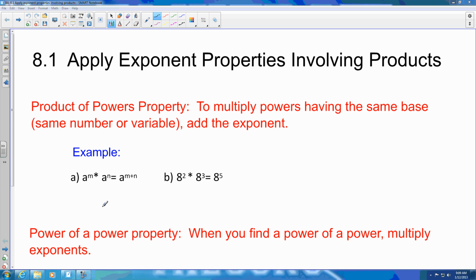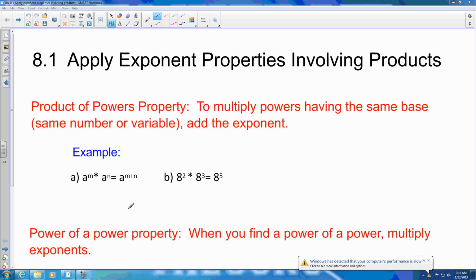Like here in example A, I have a to the m power times a to the n power. That means that using the product of powers property, we can conclude that this can equal a to the m plus n power. And here's how it works with numbers. So let's look at B.